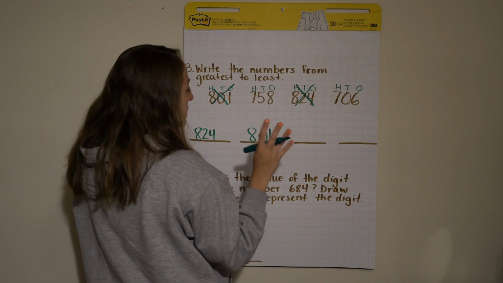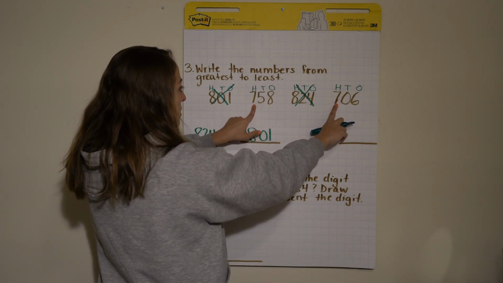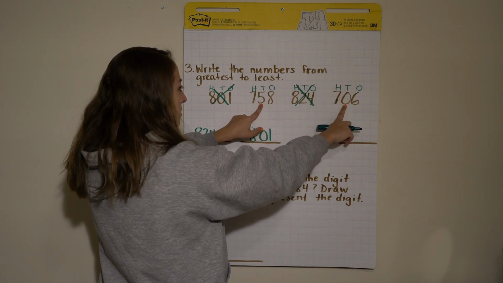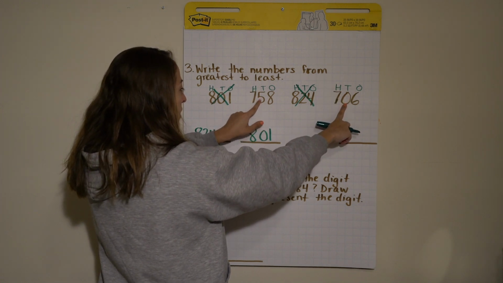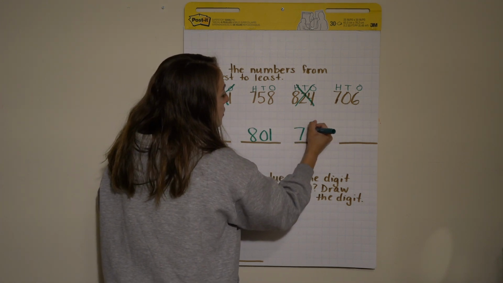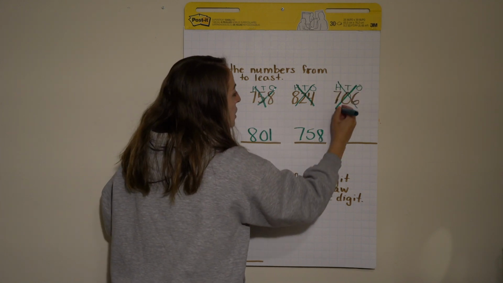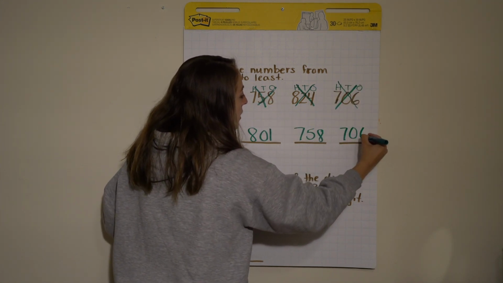Okay, now we're going to go back to comparing. We have 700s here for both of these numbers. Now let's look at the tens place. We have 0 here and 5 here. This one has the greatest amount. We're going to write 758. And then the last one, which is 706.